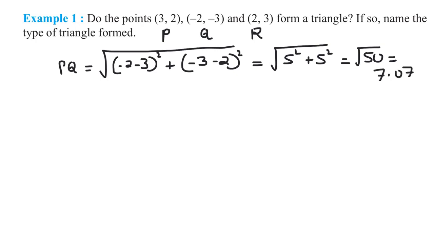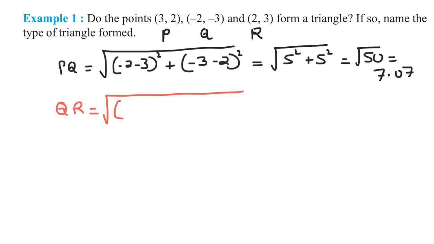7.07 approximately. Now, can we figure out what is QR? QR. Now, in this, x1 y1, x2 y2. So, we will apply it in the distance formula. Square root of x2 minus x1 the whole square.